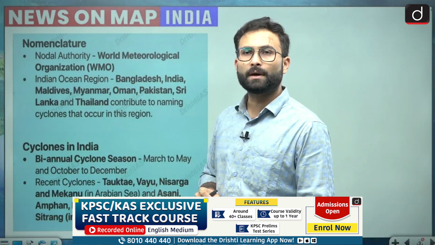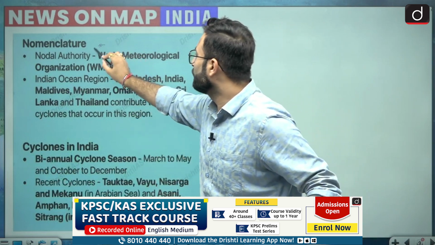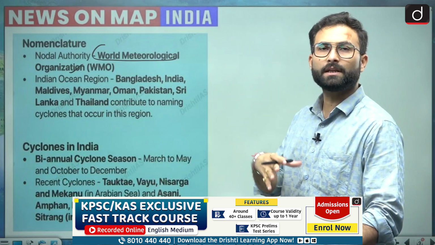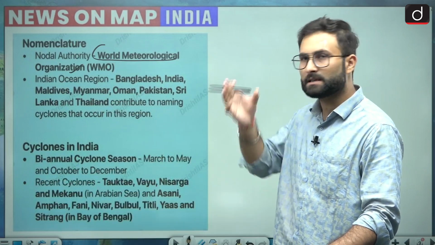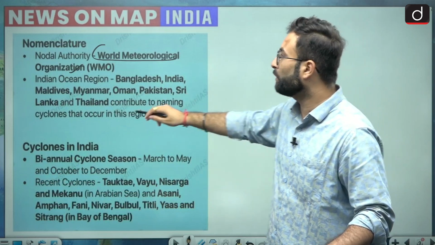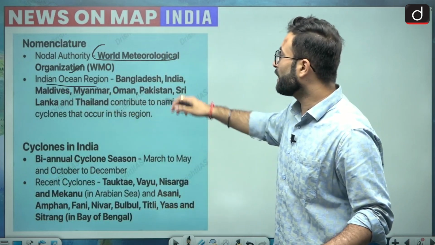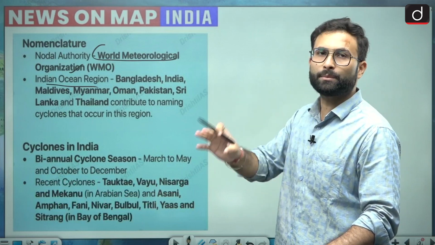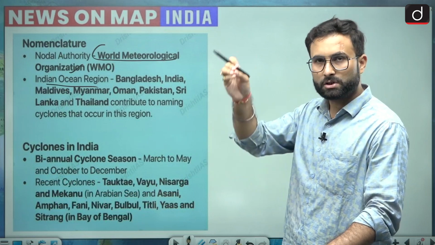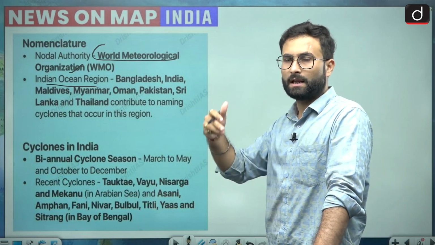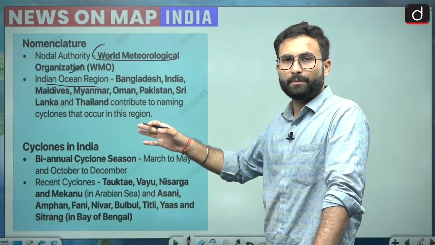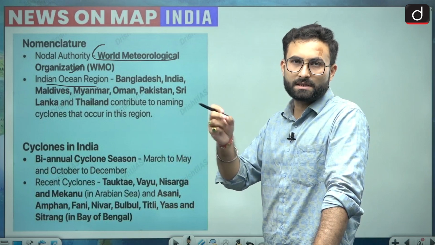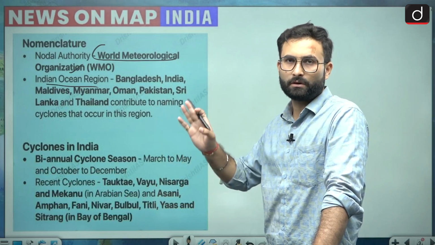Now when we talk about the nomenclature, you know that the World Meteorological Organization is the body which gives names. There is a list which has been prepared by various nations. For the Indian Ocean region, countries like Bangladesh, India, Maldives, Myanmar, Oman, Pakistan, Sri Lanka and Thailand have contributed names, and in chronological order these names are written in the list. So if this time we have named a particular cyclone Asna, next time the name will be whatever comes next in the list.